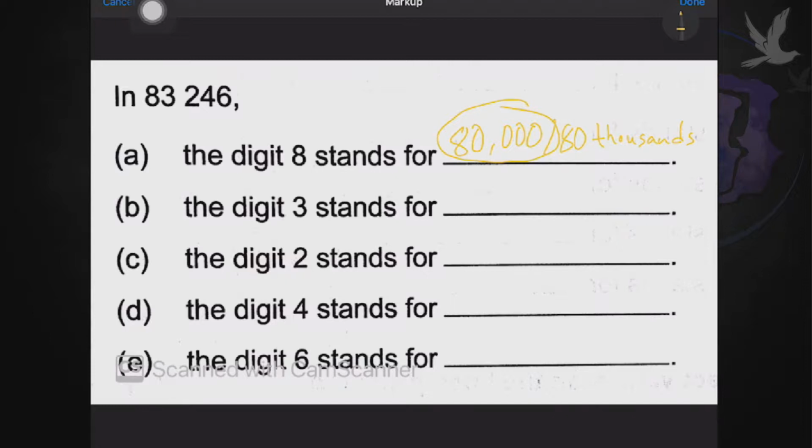So for the next coming numbers, digits, letters, since the questions are in letters, sorry about that. The digit 3 stands for 3,000, since it falls under the thousands place. The digit 2 stands for, since it's hundreds place, just 200. And for the digit 4, it stands for 40 since it falls under the tens place. And the digit 6 stands for just 6 alone. Why? Because it belongs to the ones place.